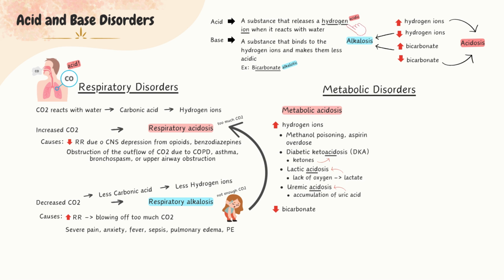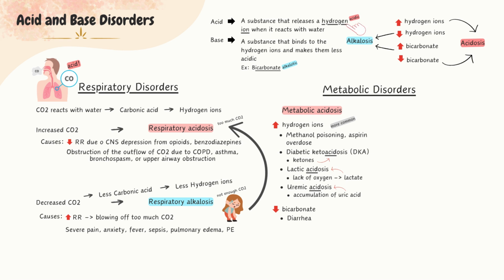You can also go into metabolic acidosis by losing too much bicarbonate, such as from diarrhea, and end up with less bicarbonate to neutralize the hydrogen ions. However, gaining excess hydrogen ions is a more common cause for metabolic acidosis.